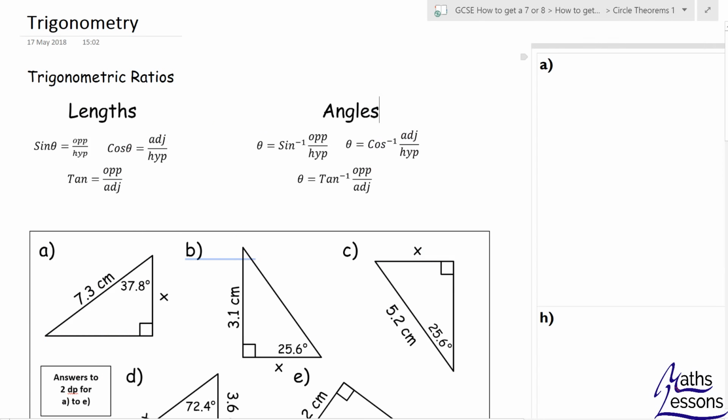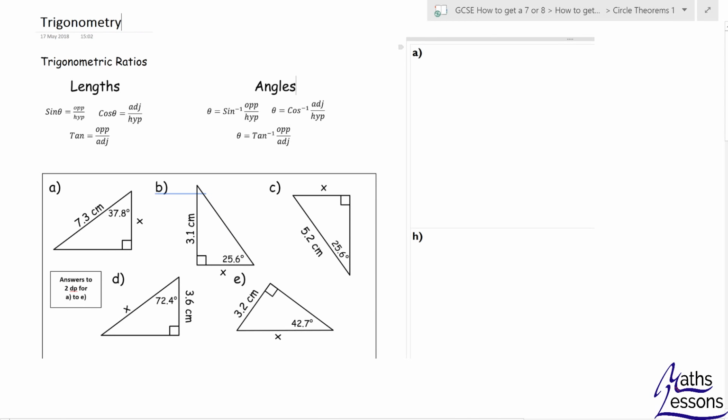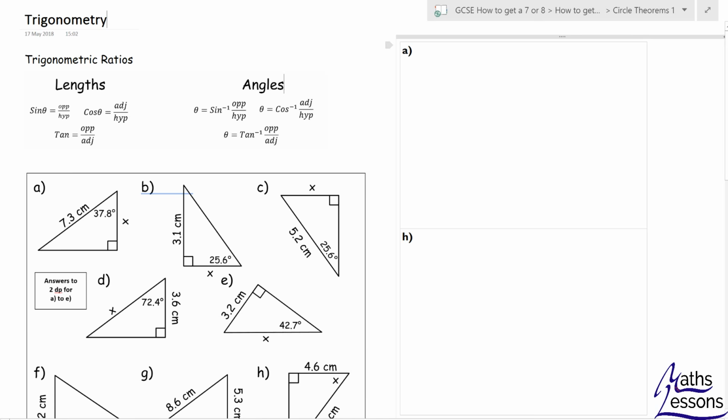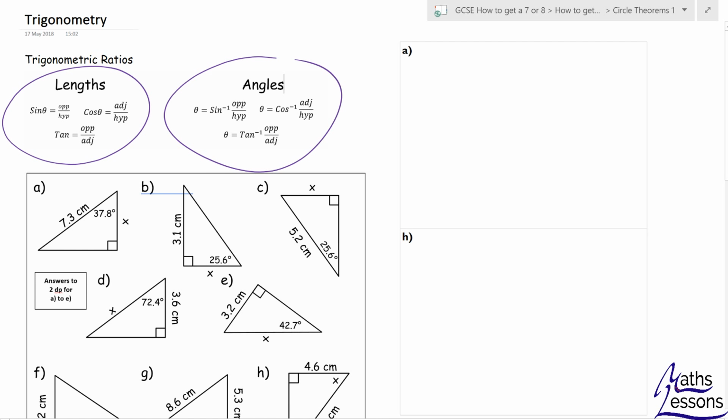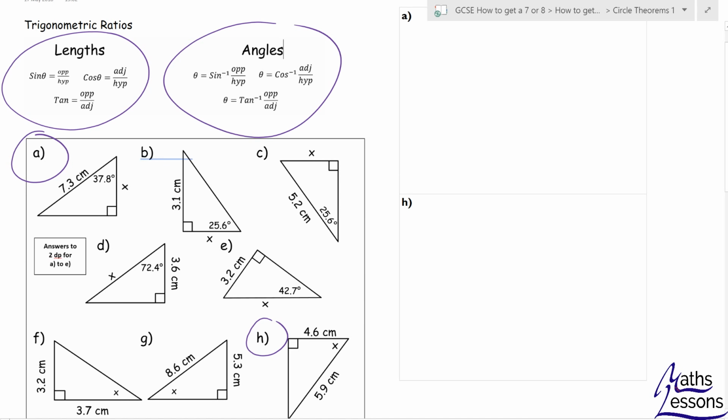So this should hopefully, for 7s to 8s, be quite straightforward, but you do need to be able to do trigonometry in this question. So there's all the formulae for lengths and for angles. We're going to do question A and we're going to do question H. So I'm going to give you just a minute because you should be quite clued up if you're a 7 to 8 on trigonometry. Give you a minute to try and do question A first and then we'll go through it.